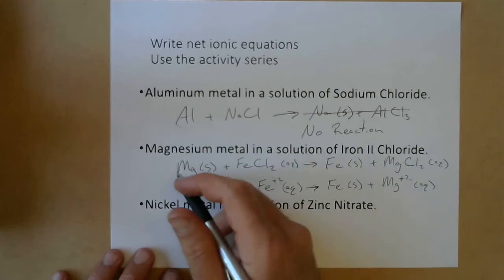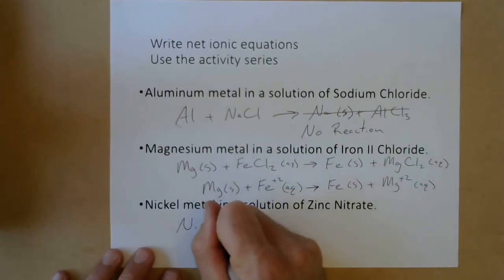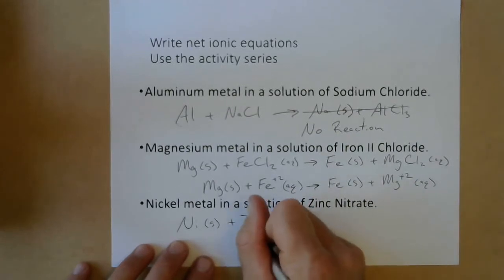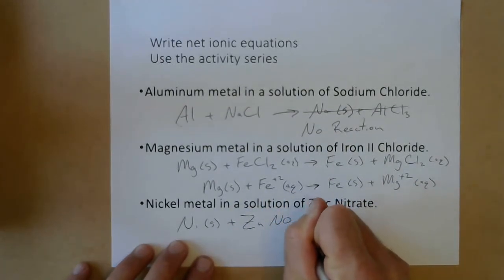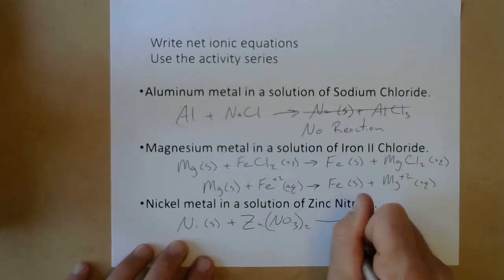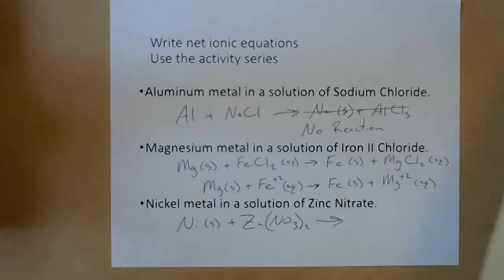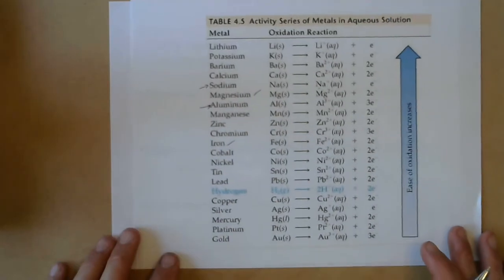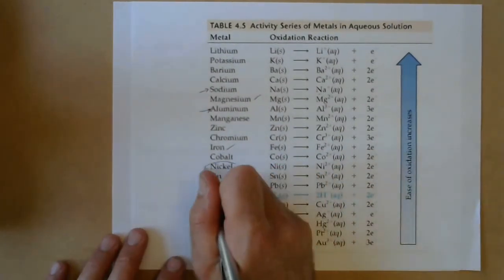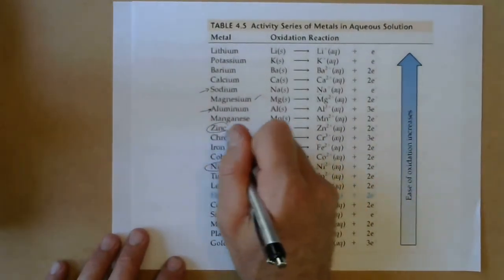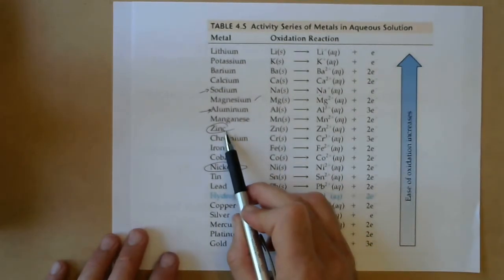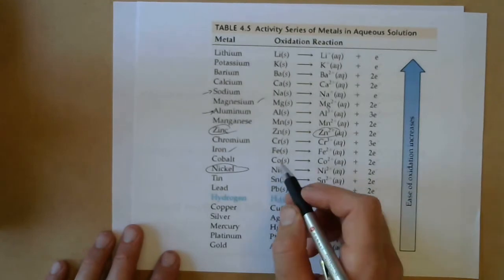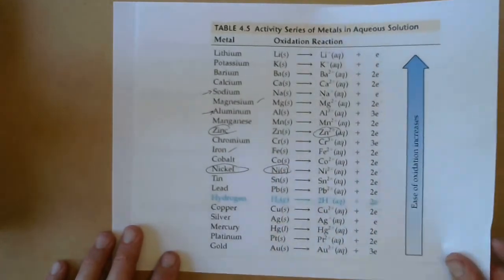Nickel metal in a solution of zinc nitrate. Okay, so the nickel is the solid right now, and the zinc is the ions. And so if we find these on the list, we've got nickel right here, and we have zinc up here. So zinc is going to be more easily oxidized. It's going to tend to be ions. The nickel's lower on the list, so it's going to tend to become the solid.